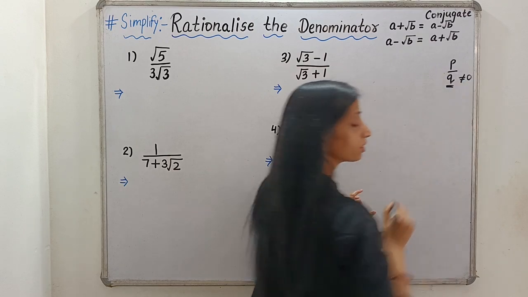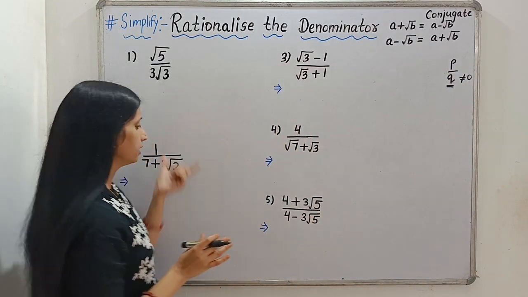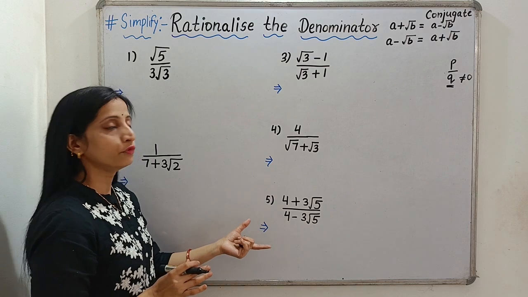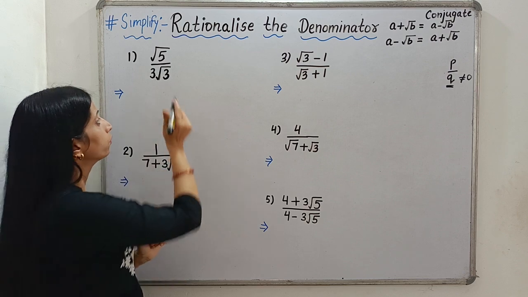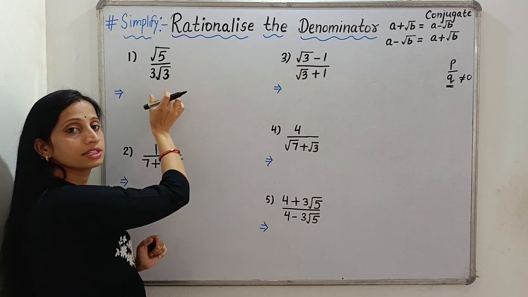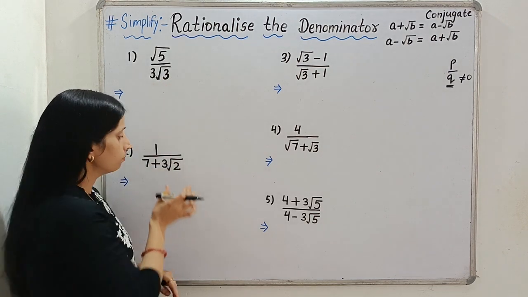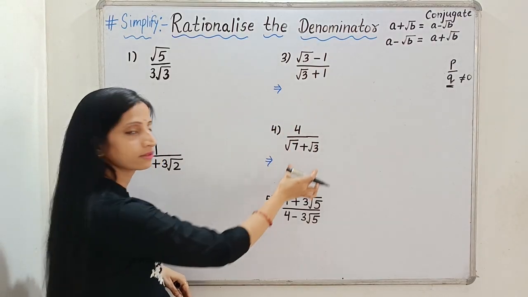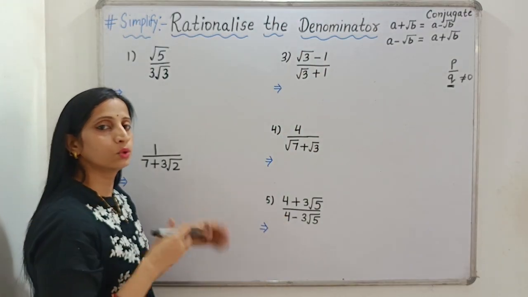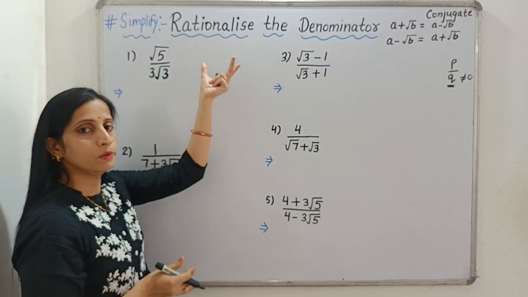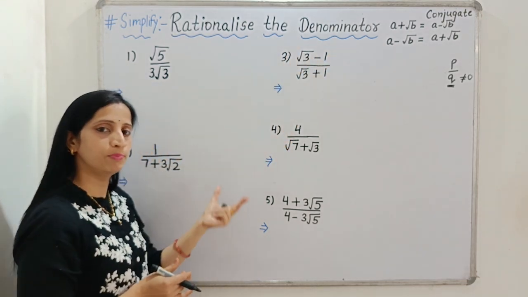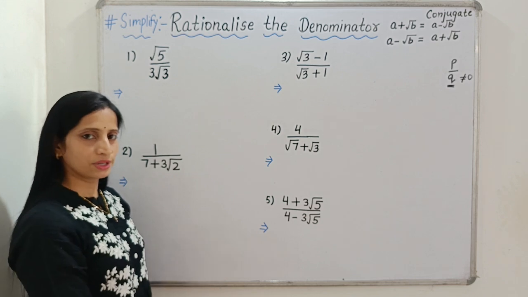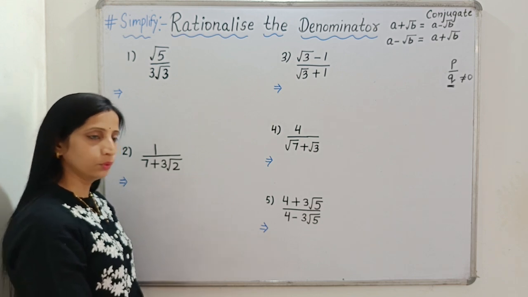In these expressions, what we need to do is rationalize the denominator. We need to remove this radical symbol, this square root symbol, from all the denominators. Then only we will be able to rationalize the denominator and simplify these questions. So let's begin.